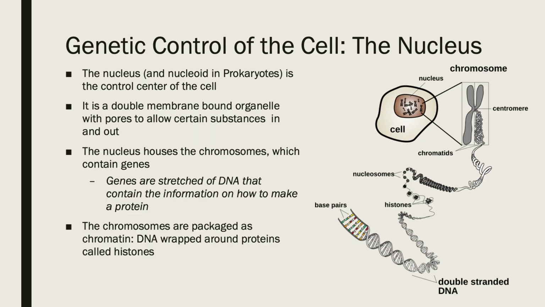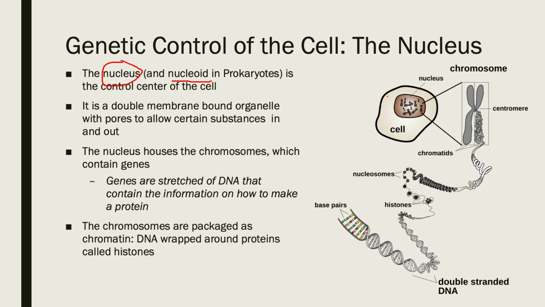The nucleus. So this is the genetic control of the cell, the command center, if you will. So nucleus for eukaryotic cells, and again, the nucleoid we find in prokaryotes, the control center of the cell. Now, if we're going to just talk about the nucleus here, it's a double membrane bound organelle, so it's part of that endomembrane system. And again, it has pores that can allow certain things to come in and out.